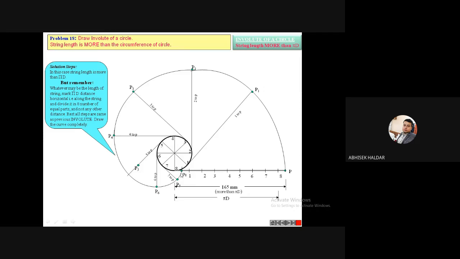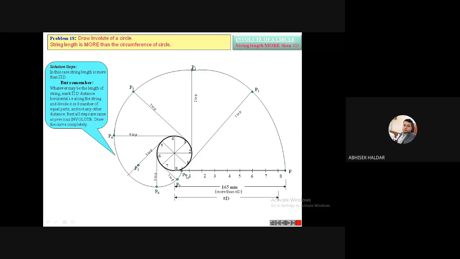Now after this P8, just extend that and touch the circumference of the circle. That is your task only. Up to this P8, I don't think any doubt should be there, because I am just joining all these P5, P6, P7, then P8. And after P8, I will not leave it. I will just join the curve to the periphery of this circle. That will complete this drawing.